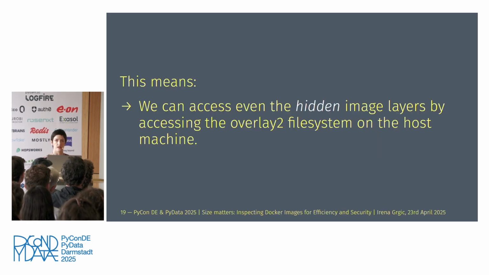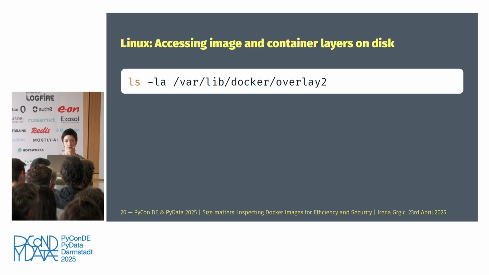What does this mean? Well, think about it. We said each image layer has its own file system. That means that by accessing the overlay2 file system, I can actually access the file systems of all these different layers that are maybe even hidden, because what we see is the merged view, right? We don't see each image layer. But by accessing the overlay2 file system, I will have access to the separate file systems of the image layers.